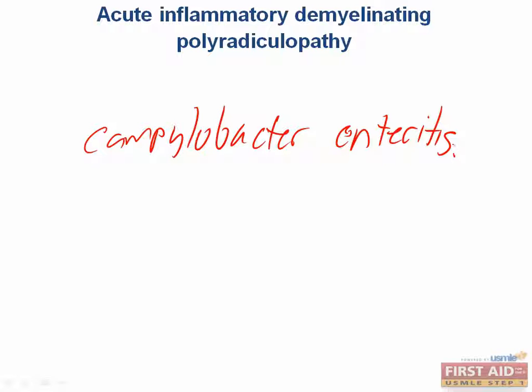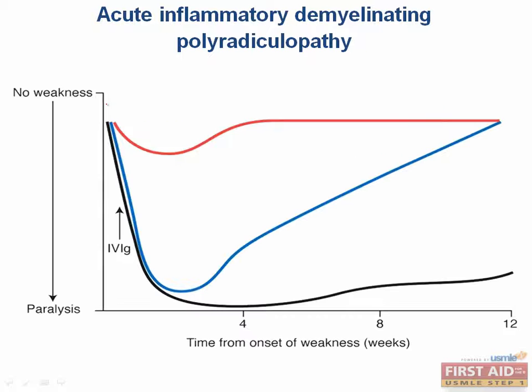The pathogenesis is thought to be autoimmune due to molecular mimicry, and thus GBS can occur a few days to a few weeks after the initial infection. These patients must be hospitalized because they develop autonomic instability, and if the diaphragm becomes affected, then you need to provide respiratory support. This graph shows the range of symptoms and how it can change with treatment.